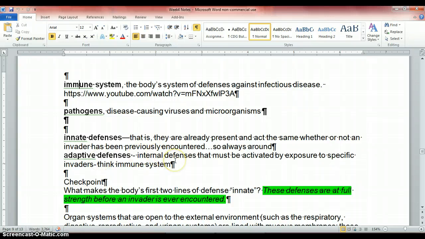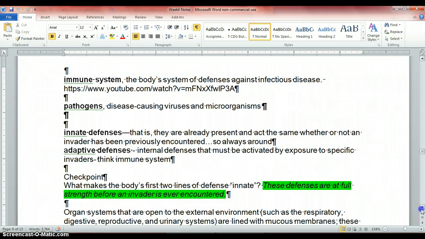Adaptive defenses are internal defenses that must be activated by exposure to specific invaders. Think specifically the immune system, right? So those would be things like why you need vaccines.